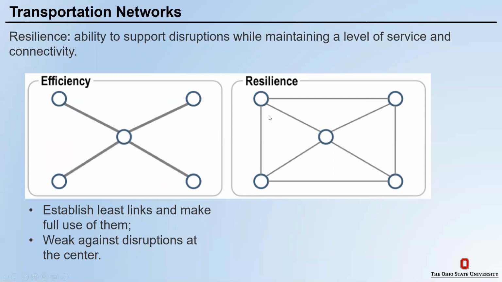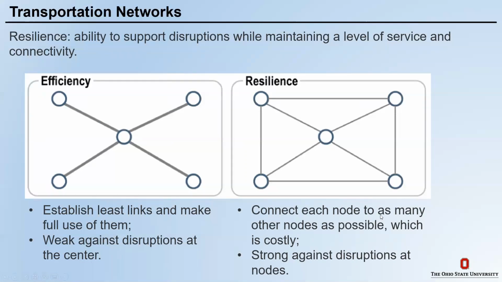On the other hand, if you create this resilient network, connecting each node to as many other nodes as possible, which is costly, the stake is averaged among all nodes. Although the central one is still more important than others, even if the central one is not functioning well, the network can still work. Because at least the 4 other nodes are connected to each other. So it's stronger against disruptions at nodes compared to this hub and spoke network.